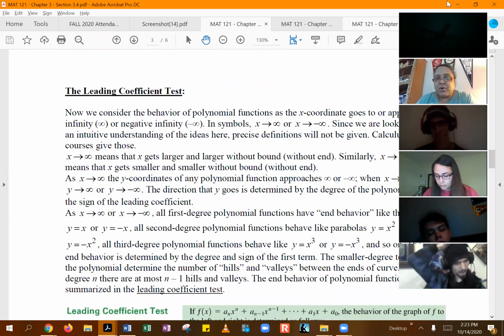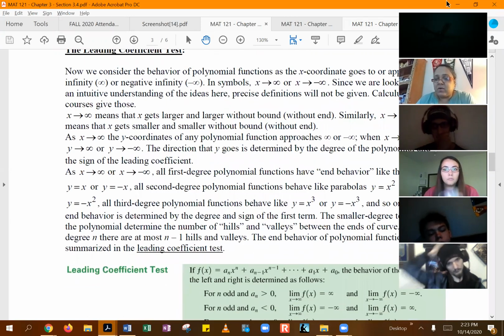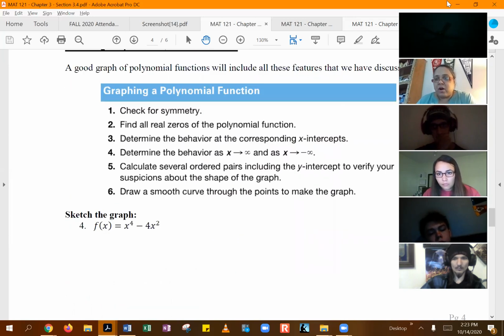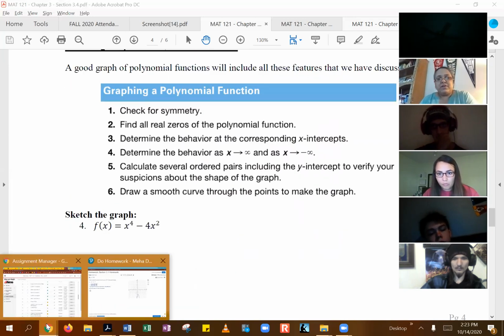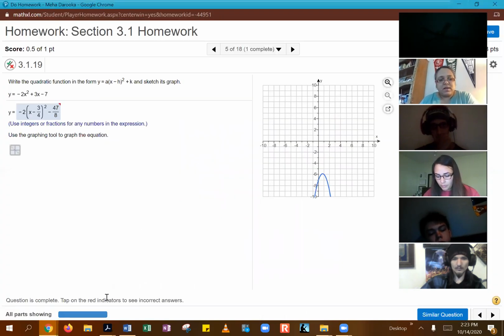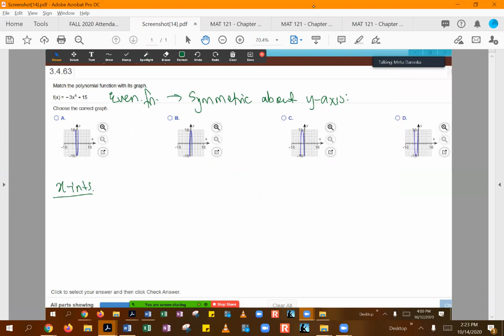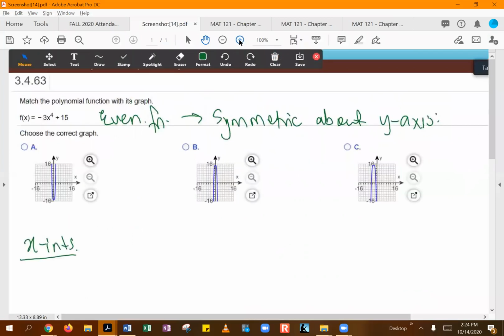And the other important thing we had talked about is how the leading coefficient can help us determine what the arms of our graph will be doing, what direction they will be heading in. So we were basically putting all of this information together to try and see what kind of function we would have in this case. So we did come up with an even function over here. We had -3x to the 4th plus 15. So as you can see, this is an even function.